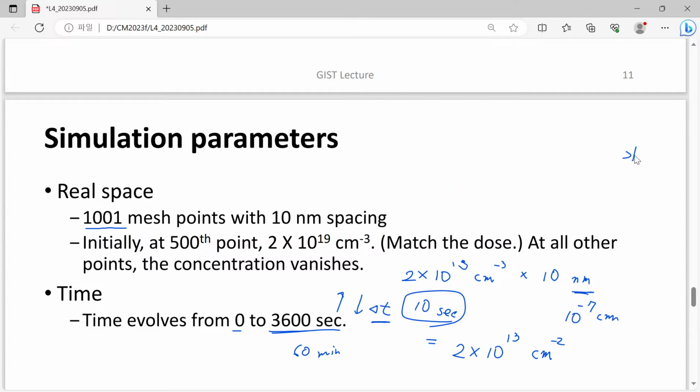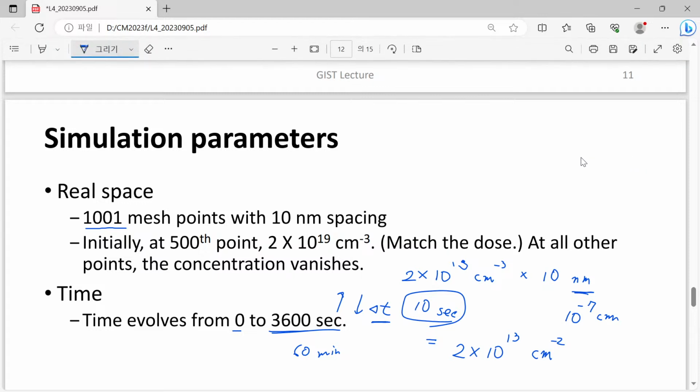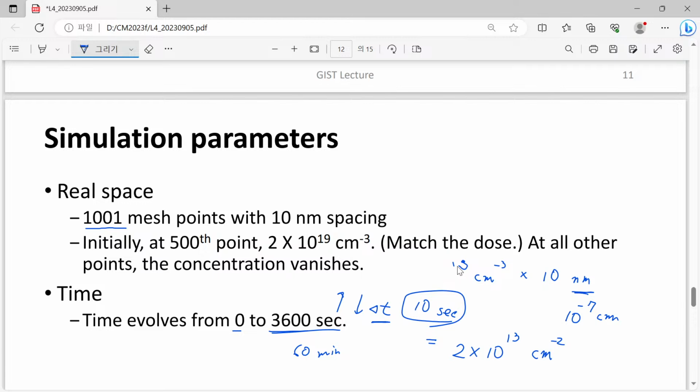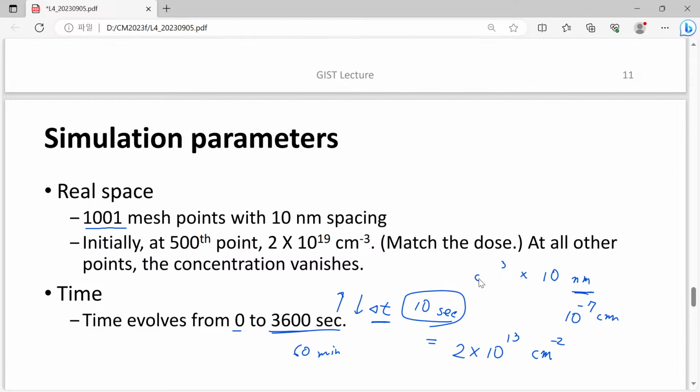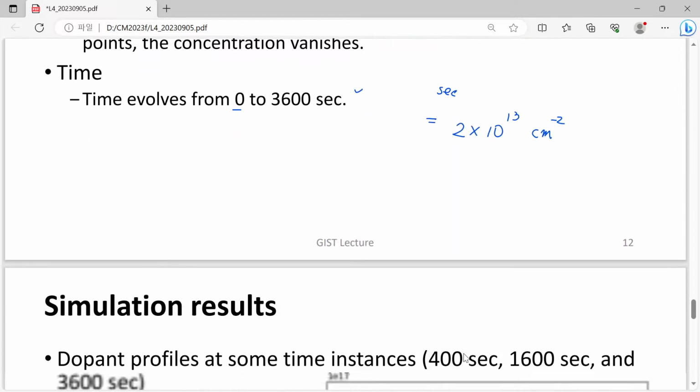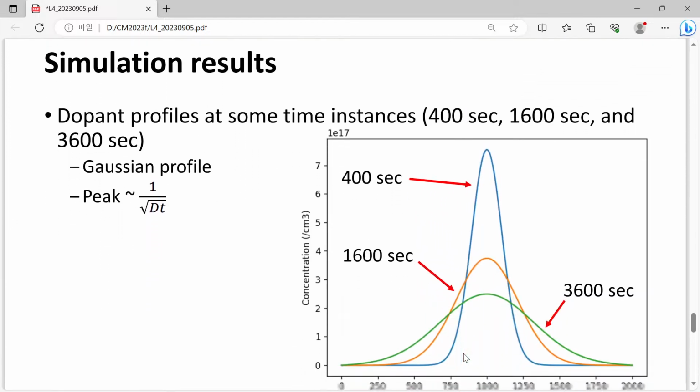In order to solve this simple problem, let's say that you have spent 1 week or 1 month. Is it reasonable or not? It's not. You don't have to waste your time on this simple problem. So please try to use reasonable simulation parameters to calculate this quantity. So now let's go to the simulation result.